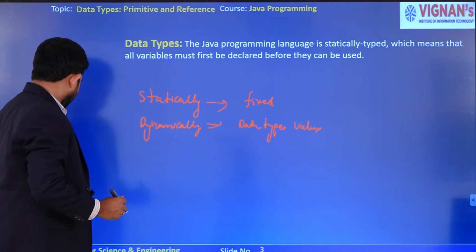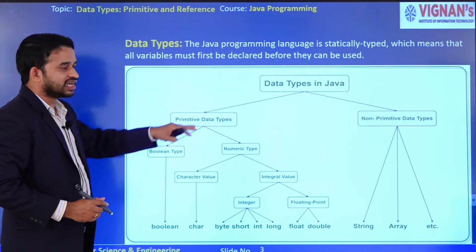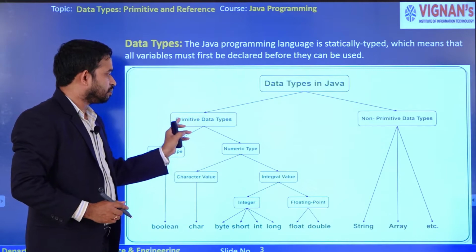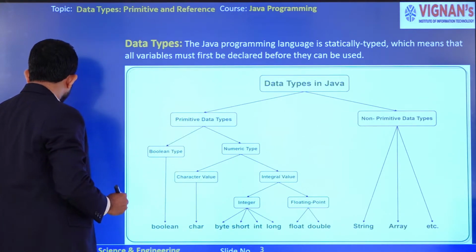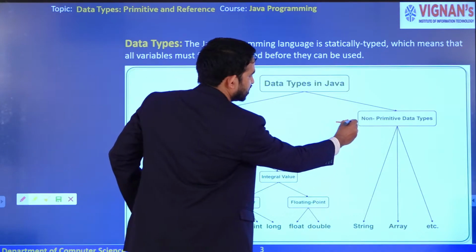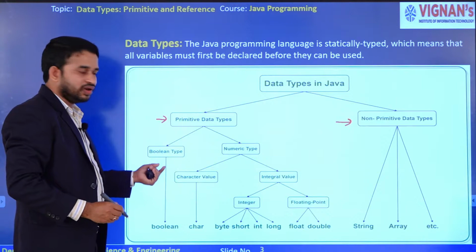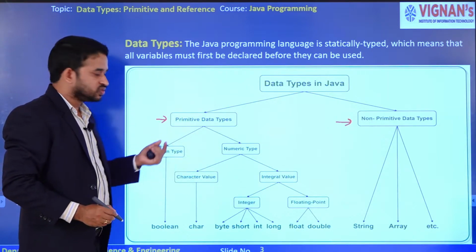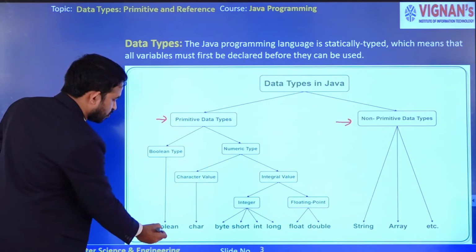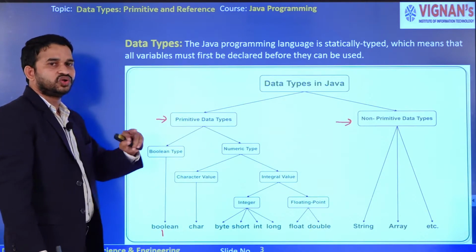Now, data types in Java, same as in C and C++, are divided into primitive data types and non-primitive data types. Primitive data types are again classified into Boolean type and numeric type. Boolean means true or false. It takes 1 byte of memory, the size is 1 byte, because it takes either 0 or 1.